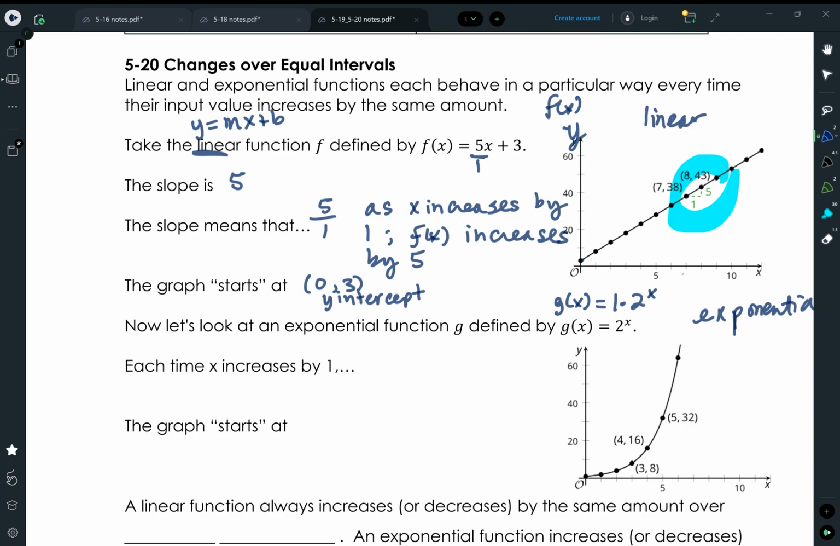So each time x increases by 1, well, what's happening? So if I go from 3 to 4 or from 4 to 5, what's happening to those y values? Well, my y value is going from 8 to 16. My y value is going from 16 to 32. So it is doubling, and that's because the growth factor is 2. A growth factor of 2 means it's a 100% increase, right? My new value is 200% of the old. So each time x increases by 1, the value of g of x doubles.